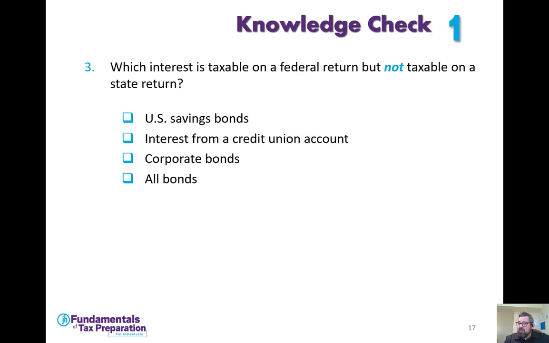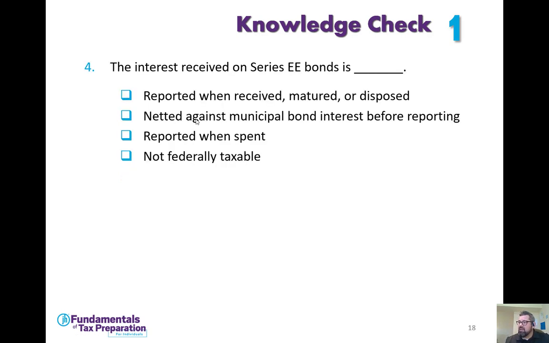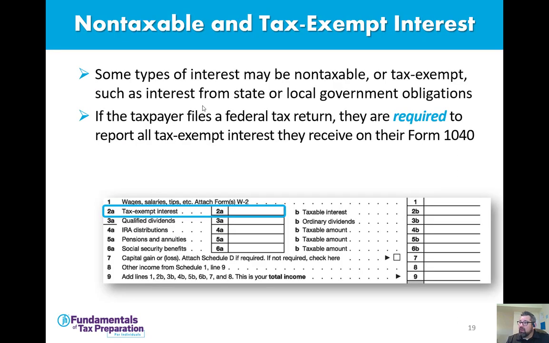Okay, which interest is taxable on the federal, but not taxable on the state return? So on this one, it would be like I said before. U.S. savings bonds are a federal instrument, and so they can't be taxed at the state level. Okay, so interest received on a Series EE bond, no one is going to ask you that. It is reported when received or matured.